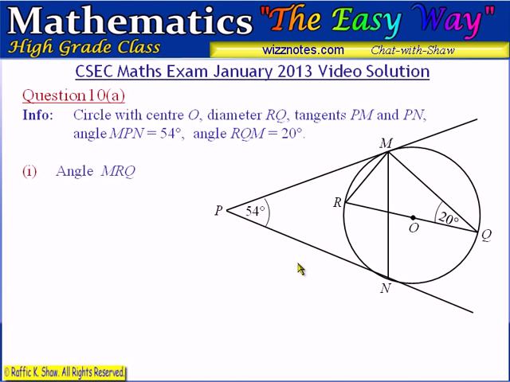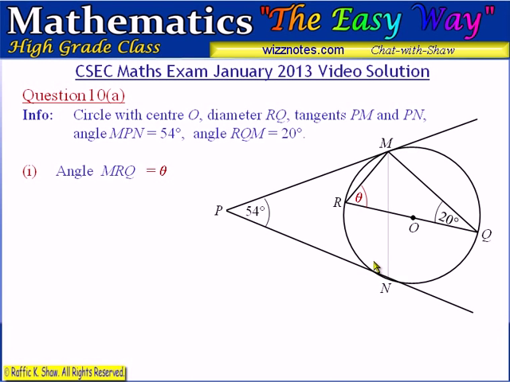Now the first part wants us to calculate angle MRQ, and we have to give reasons for our answer. Angle MRQ is the angle right here. So let's call that angle theta and show it on the diagram. This theta here is angle MRQ, and we want to find this angle. Now this angle is an angle in this triangle, and this triangle is going to be a right angle triangle because this is a diameter, and the angle subtended by a diameter at the circumference is a right angle.